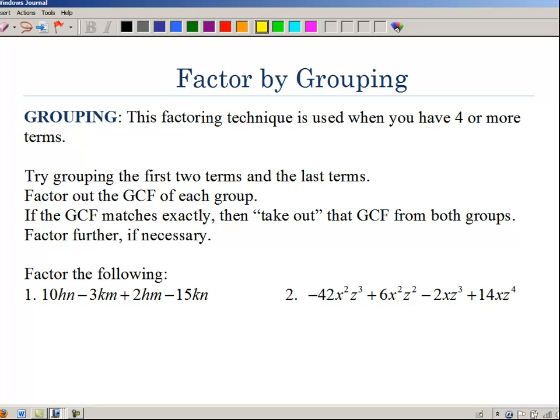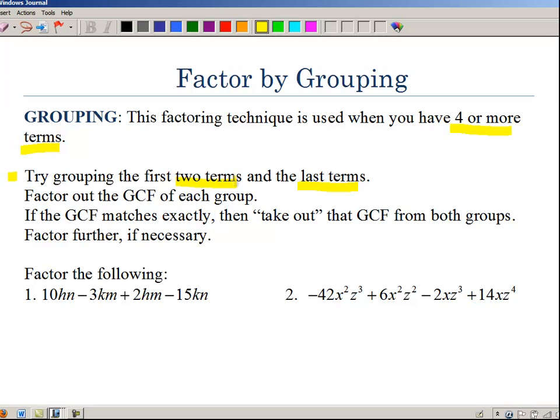One factoring technique is called grouping. You need to use the grouping technique when you have 4 or more terms. However, we're going to be limited today to just having 4 terms. And so we're going to first try grouping the first 2 terms and then the last 2 terms.